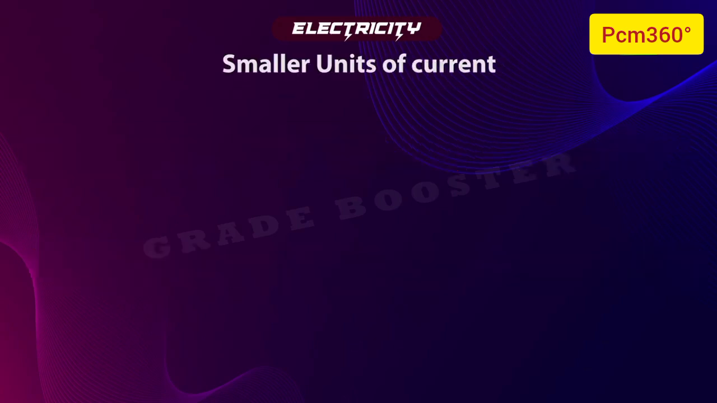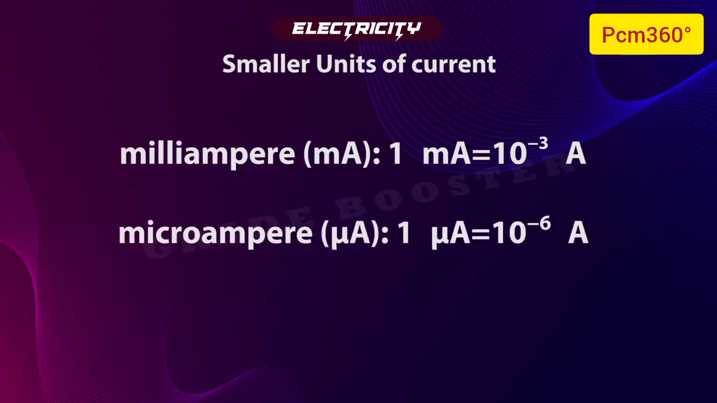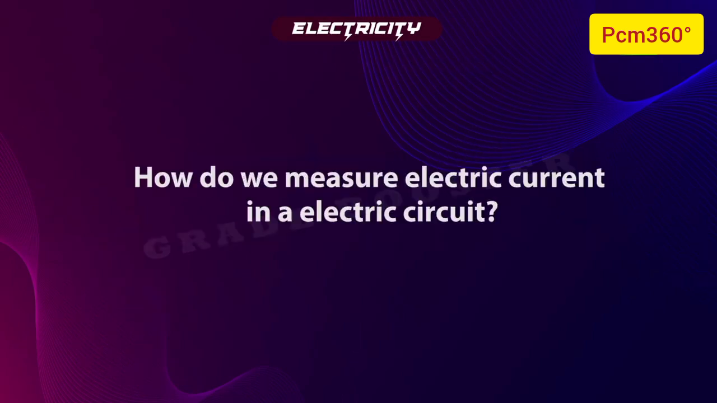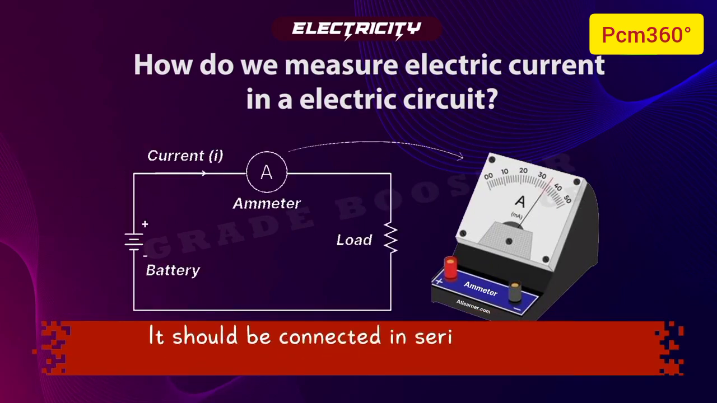Smaller units of current. Let's see the smaller units of current. Milliampere: 1 mA = 10^-3 ampere. Microampere, μA: 1 μA = 10^-6 amperes. Then how do we measure the electric current in a circuit? Ammeter is an instrument used to measure electric current in a circuit. It should be connected in series with the circuit components.